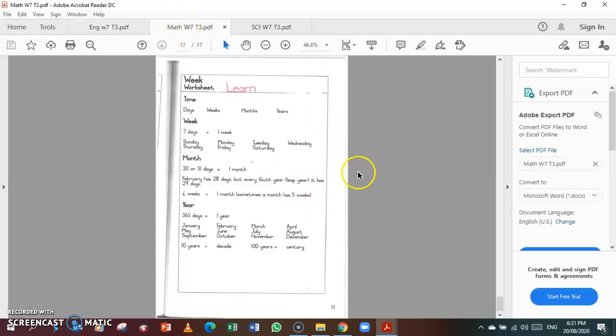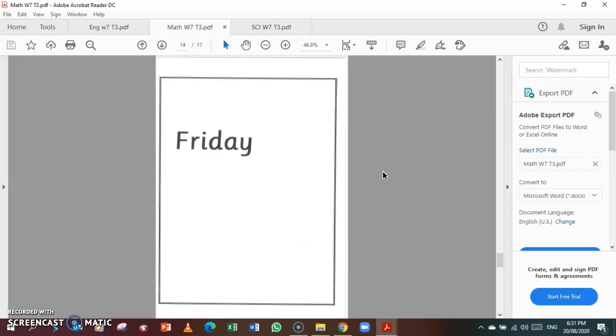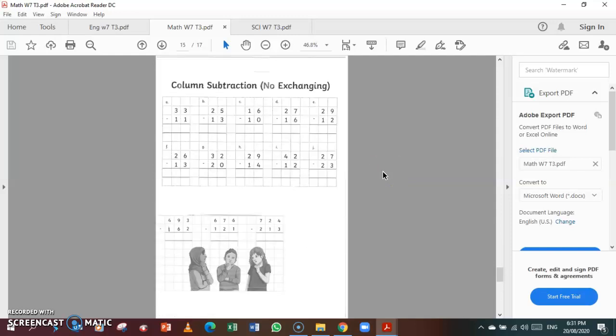Moving on to your maths. So, for Friday's maths year one, all you have to do is subtract, okay? We start from the back and we move to the front. So you'll subtract 3 minus 1 and you write your answer over there.